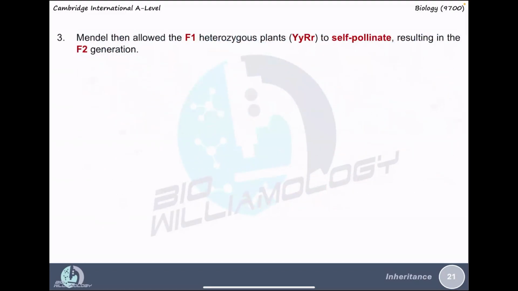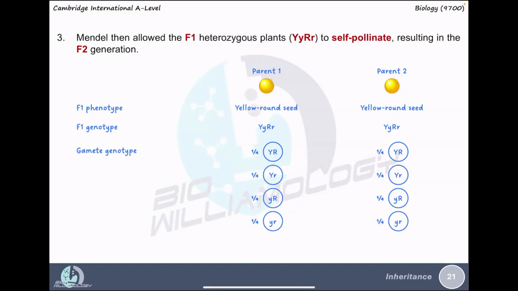Next, Mendel allowed the F1 heterozygous plant to self-pollinate, resulting in the F2 generation. So let us look at parental plant 1 with yellow round seed, crossed with parental plant number 2 with yellow round seed. Both of them are heterozygous because they are the F1 generation. Due to independent assortment, their gametes contain one of the following gamete genotypes.